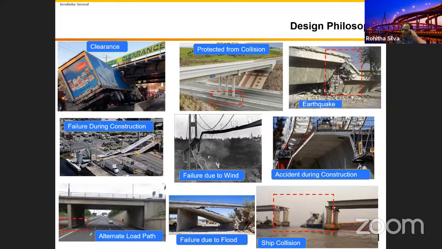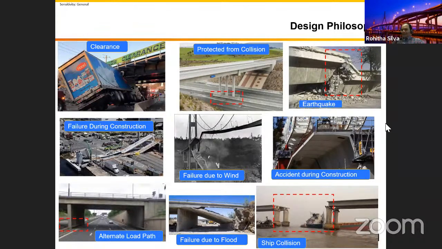The box girder didn't collapse, but you can see there was a separation in here. So it's a lot of work. They had to unload these segments again, and then they have to do so much work.